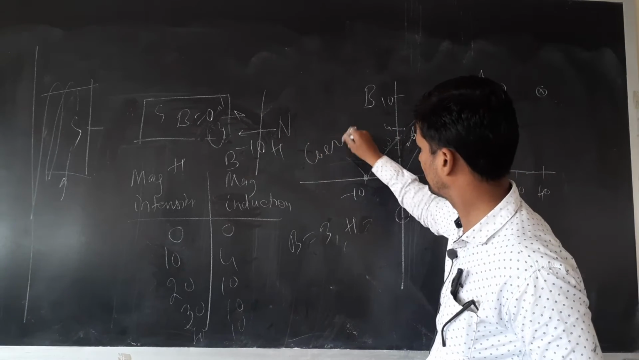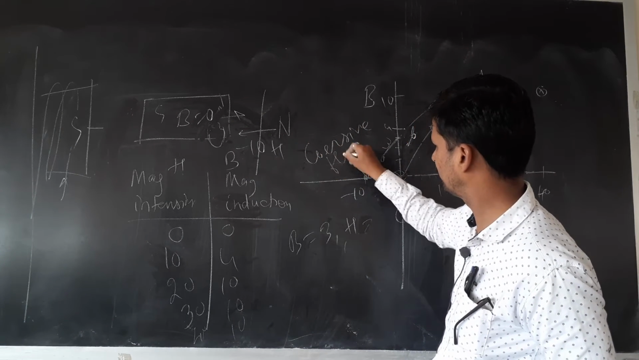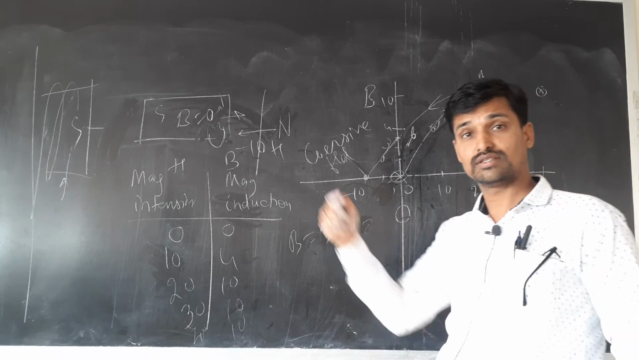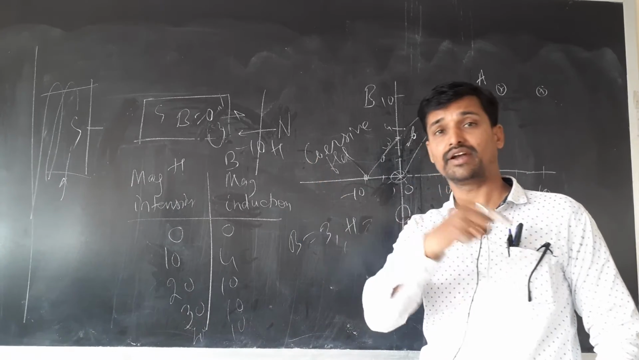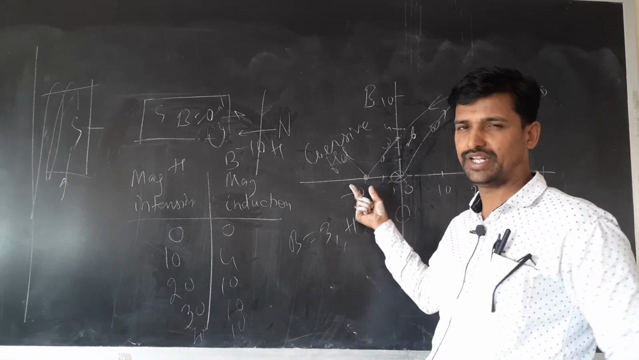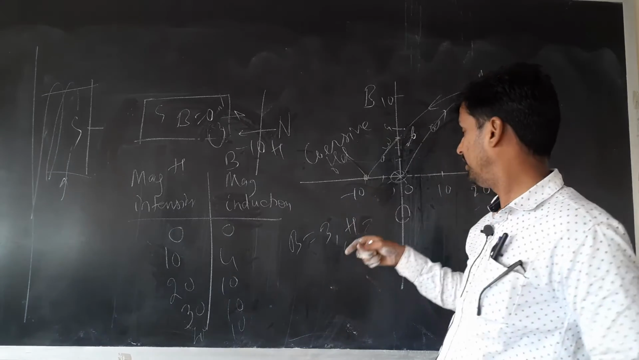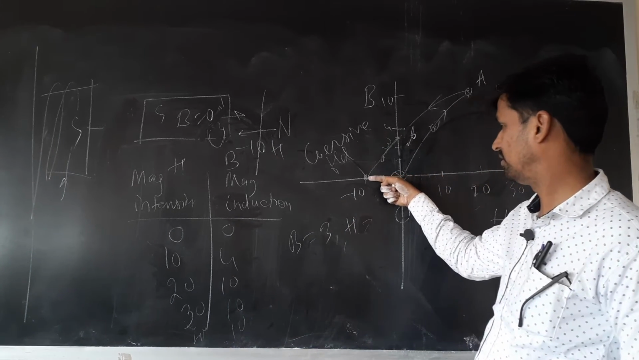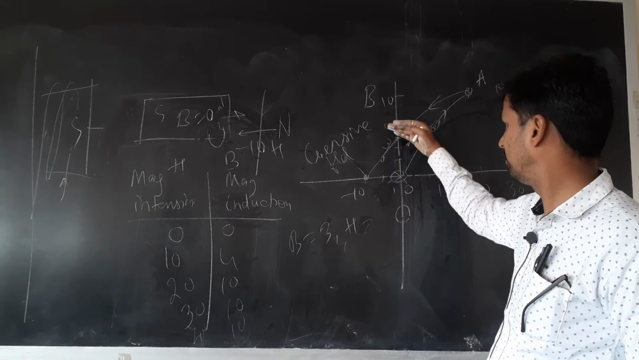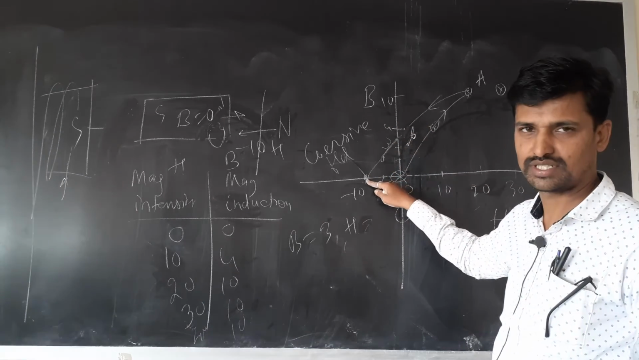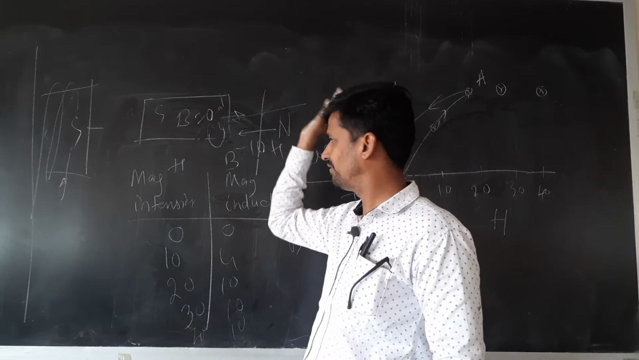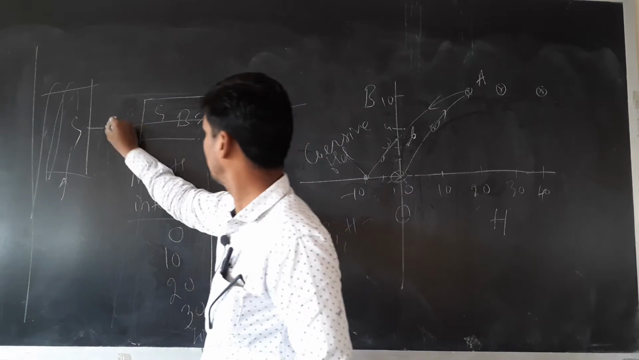What is it called? Coercive field. And that property which opposes the demagnetization process is called coercivity. Coercive field or coercivity you can define like this: the reverse magnetic intensity to be applied to completely demagnetize the given substance.